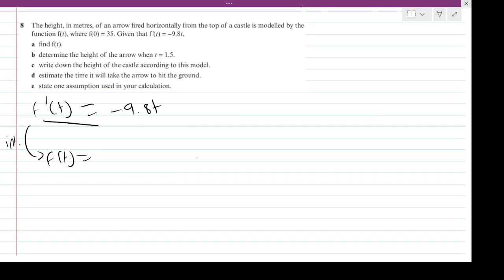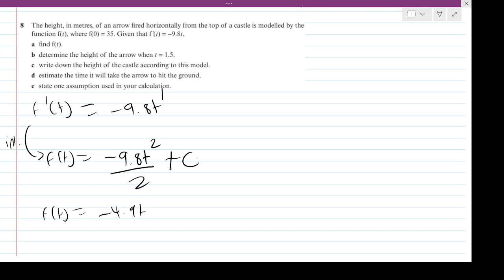So if we integrate the derivative to get the original function, minus 9.8t integrates to minus 9.8 times t. Well, t on its own is just a power of 1. So if we add 1 to the power, we get 2. Then we divide by 2, so t squared over 2. Then we add a plus c. And then I can simplify this a little bit. Minus 9.8 divided by 2 is minus 4.9 t squared add c.